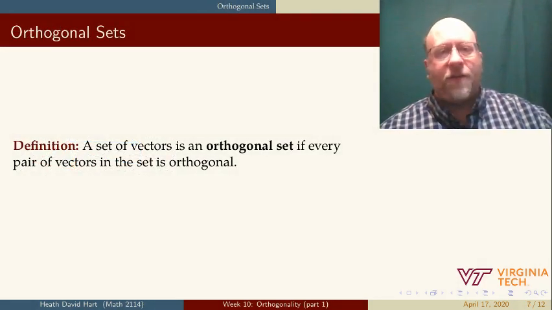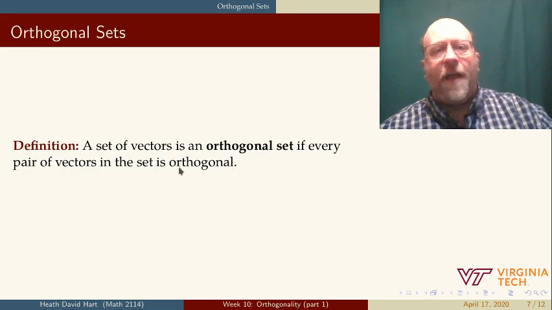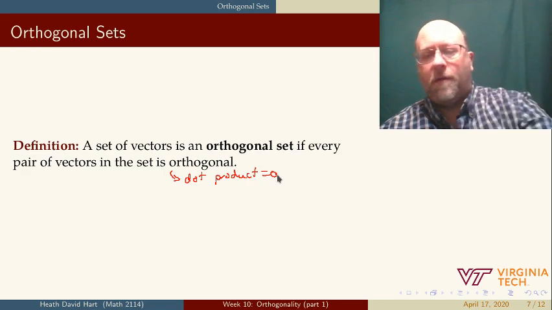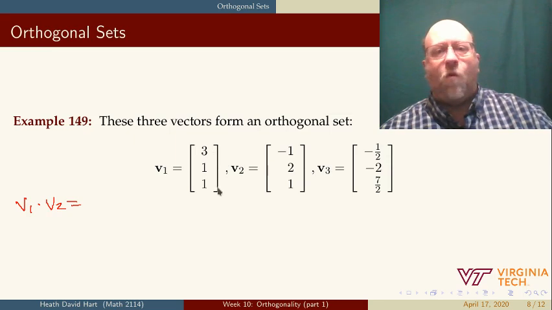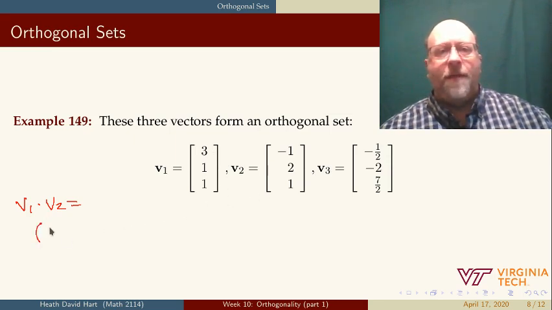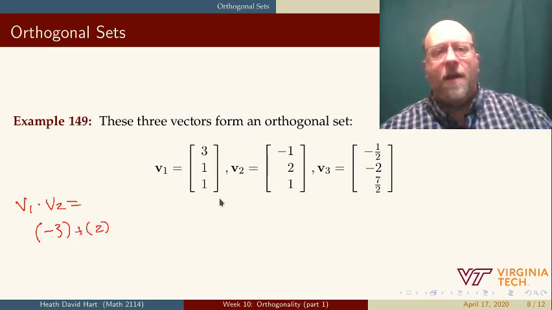We say that a set of vectors is an orthogonal set if every pair of vectors in the set is orthogonal. Orthogonal means the dot product is 0. For example, these 3 vectors form an orthogonal set. If I calculate v1 dot v2, I multiply the x coordinates, y coordinates, z coordinates. The x coordinates, 3 times -1 is -3. The y coordinates give 2, and the z coordinates give 1. And that adds up to 0.